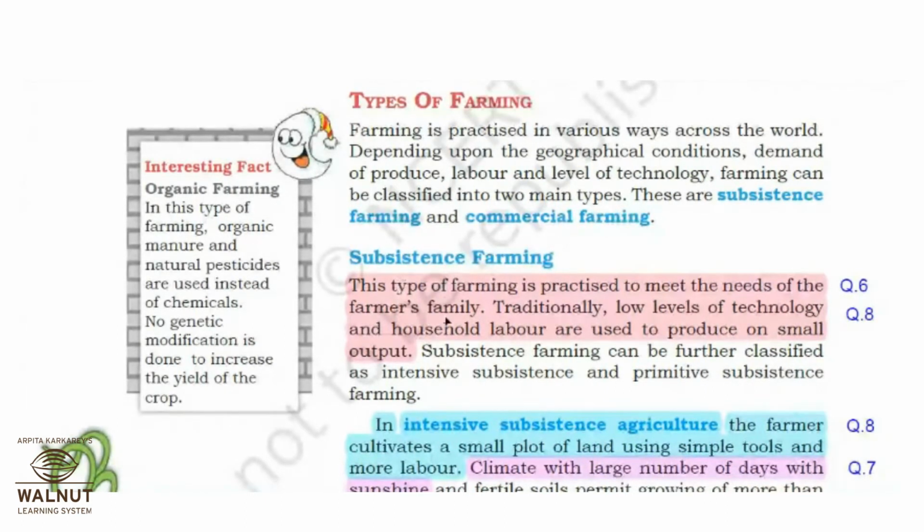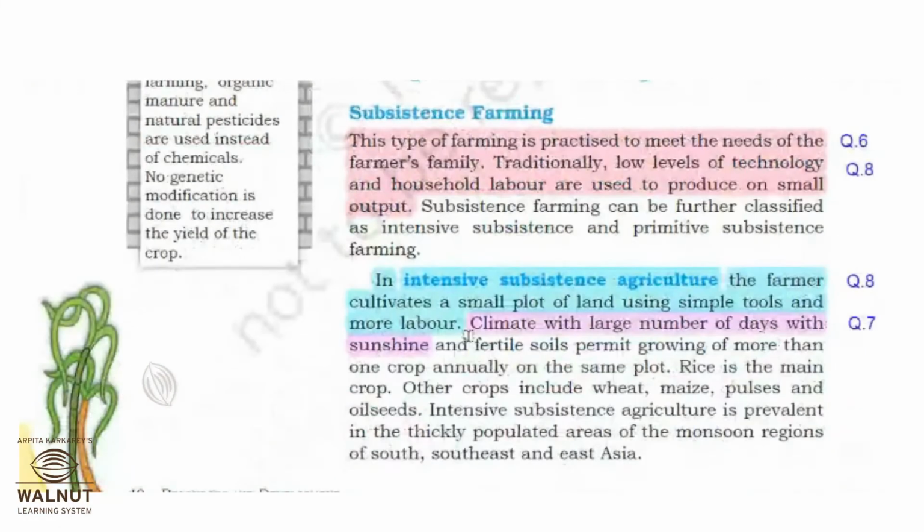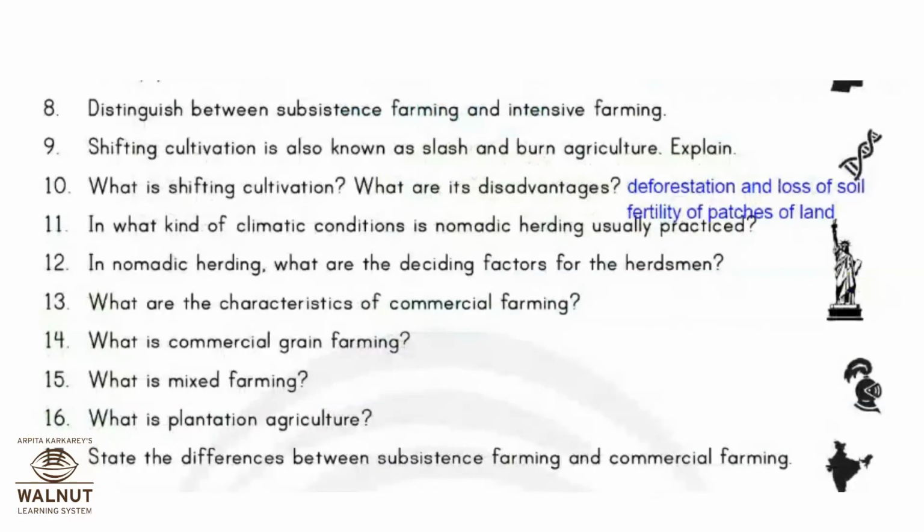So here this type of farming is practiced to meet the needs of the farmer's family, and traditionally low levels of technology and household labor are used to produce a small output. See, I have marked all these answers here in the textbook. So those who have the worksheet, or you can take a screenshot also. So you will get to know where you will get that answer in the textbook. Okay. So first I will show the worksheet.